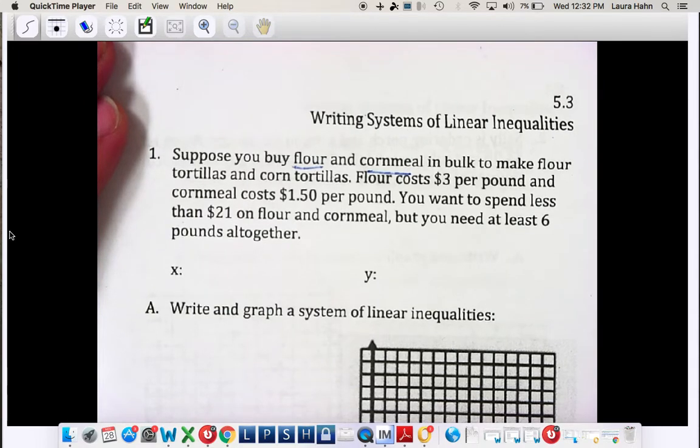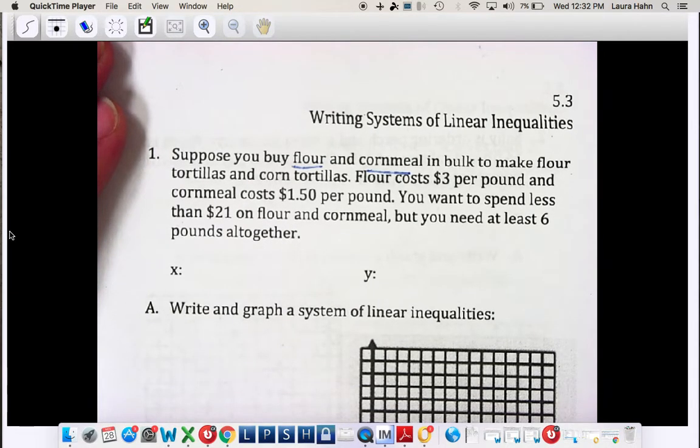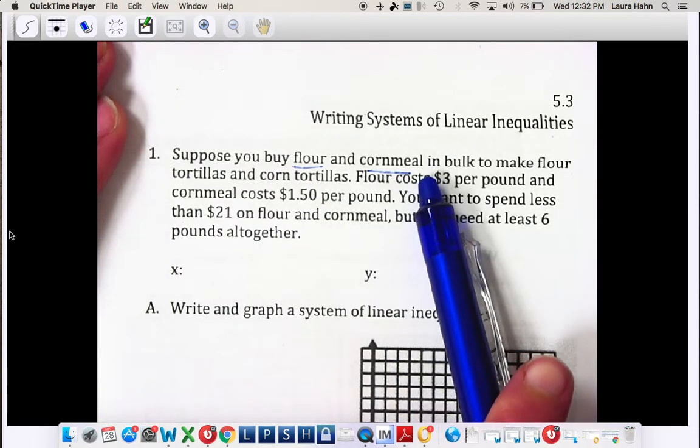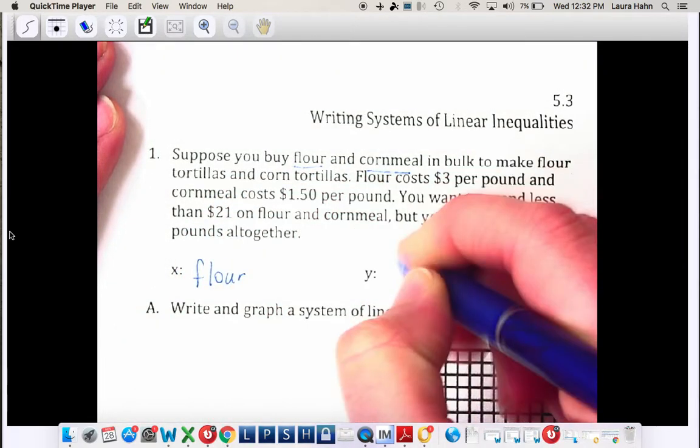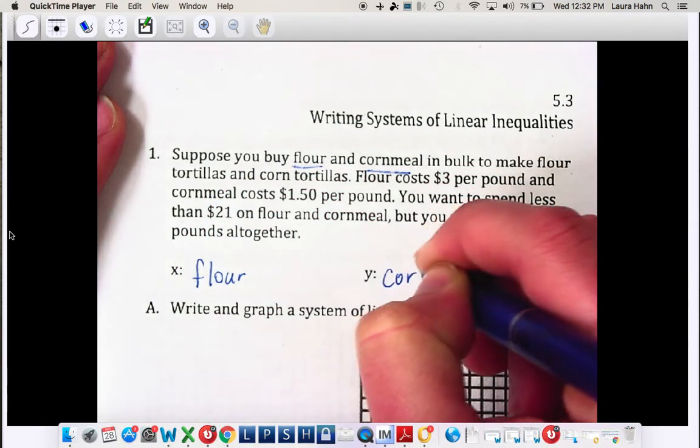Okay, so we buy flour and cornmeal in bulk to make flour tortillas and corn tortillas. Flour costs $3 per pound and cornmeal costs $1.50. You want to spend less than $21, and I need at least 6 pounds altogether. Okay, so I know I'm talking about flour and cornmeal, so those are going to be my variables. So I'm going to let x stand for the amount of flour and y stand for the amount of cornmeal.